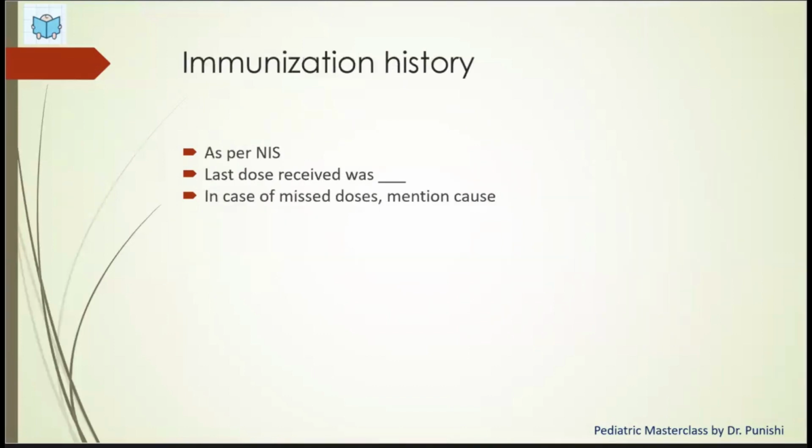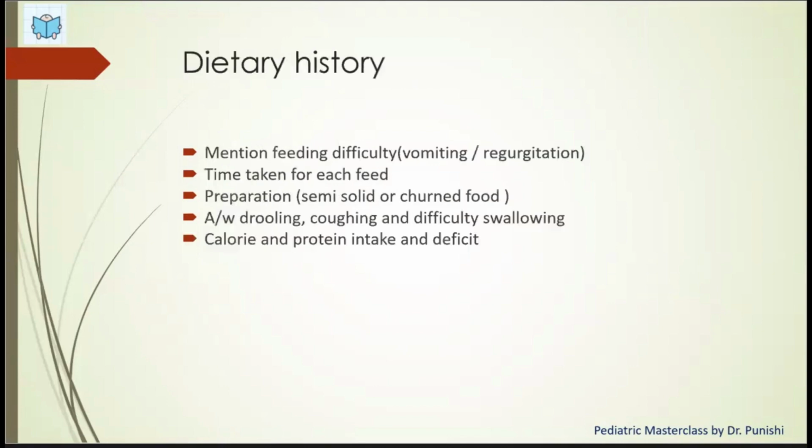Immunization is going to be the same as per your national immunization schedule. What was the last dose and when was it received? And if the child has had missed doses, then what is the cause? Is it that the child is chronically ill? Maybe the child has had repeated aspiration pneumonia, or has required multiple hospitalizations for whatsoever reason it is, whether it's recurrent UTIs, etc. So if the child has missed out on certain doses, why the dose was missed is something that you should always ask for. Now, dietary history.